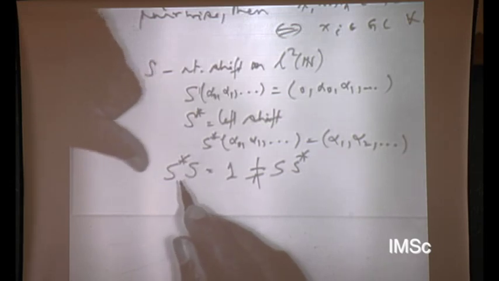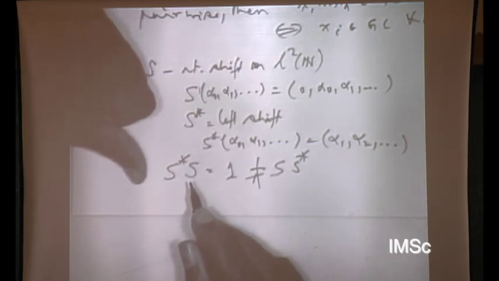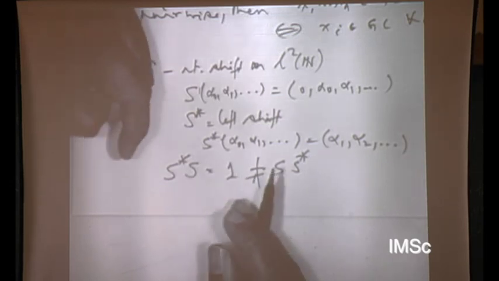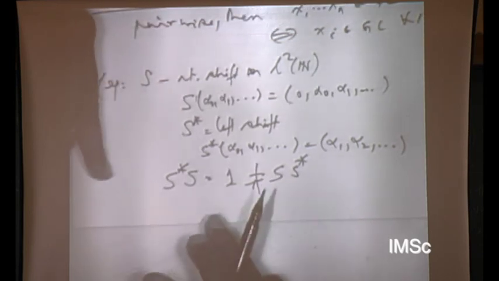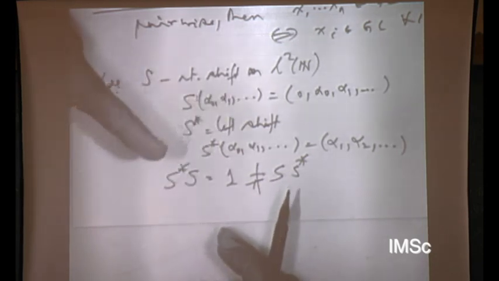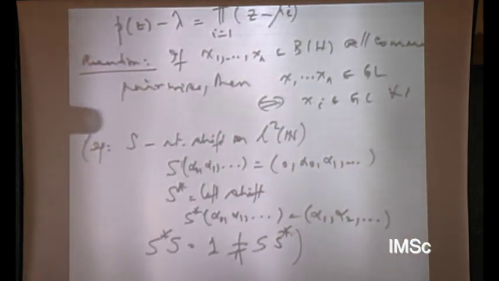So here is an example. See, S and S star do not commute, and neither of them is invertible. But the product is 1. You can't be more invertible than that. So this is a purely commutative algebra theorem.